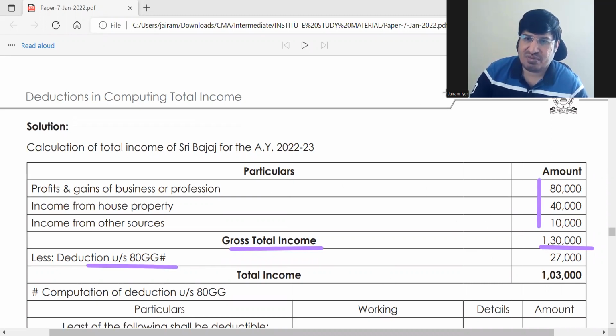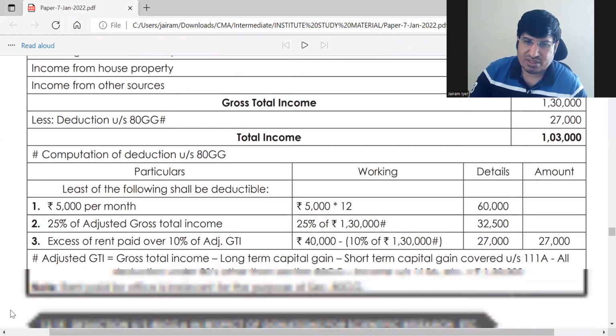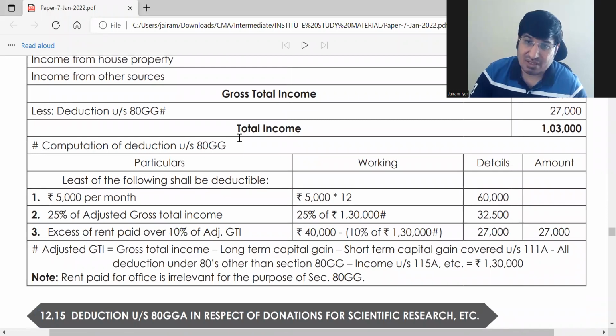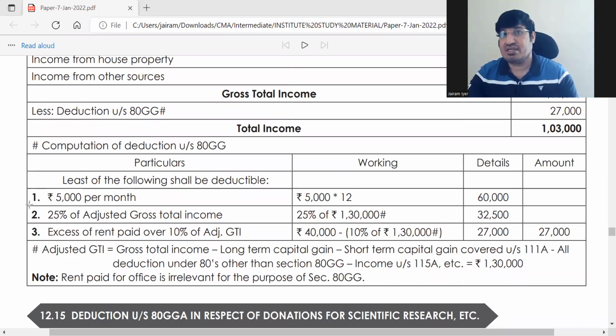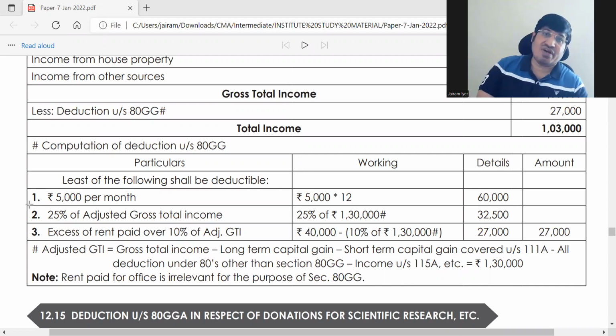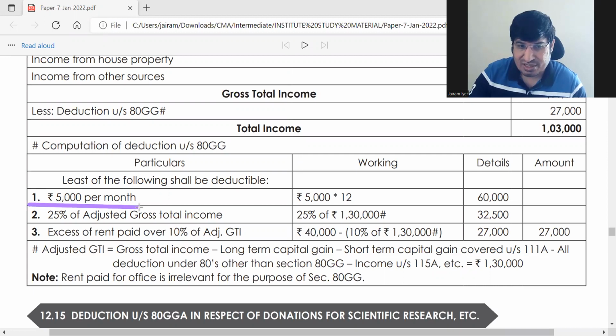What will be there in this? The three points. One is 5,000 per month. Remember carefully, it is per month. Entertainment allowance 5,000 is for the year, but this is 5,000 per month. 5,000 per month, that is 12 times 5, 60,000.